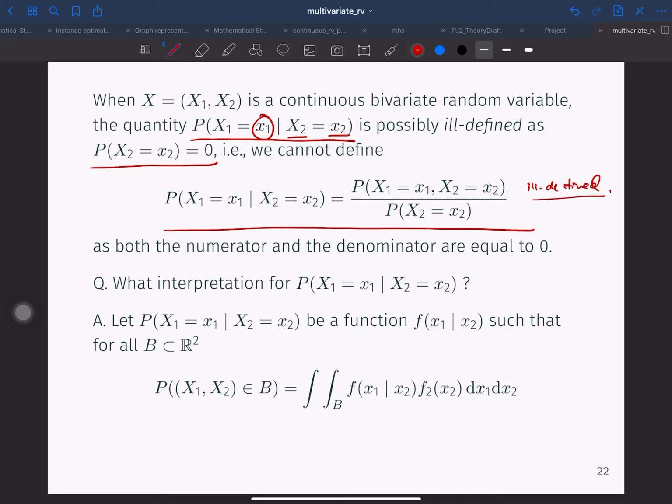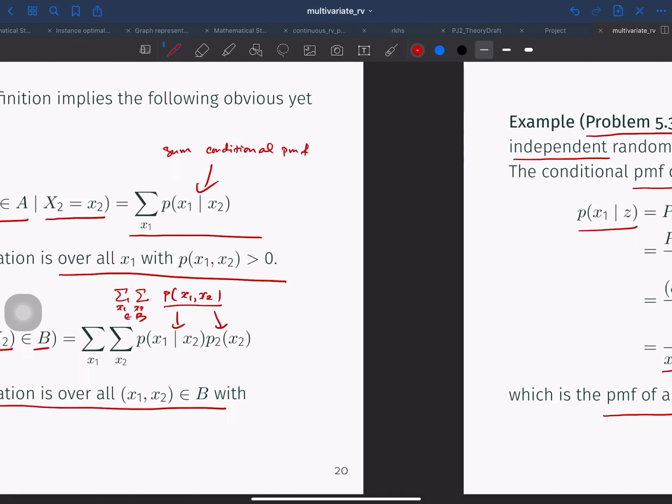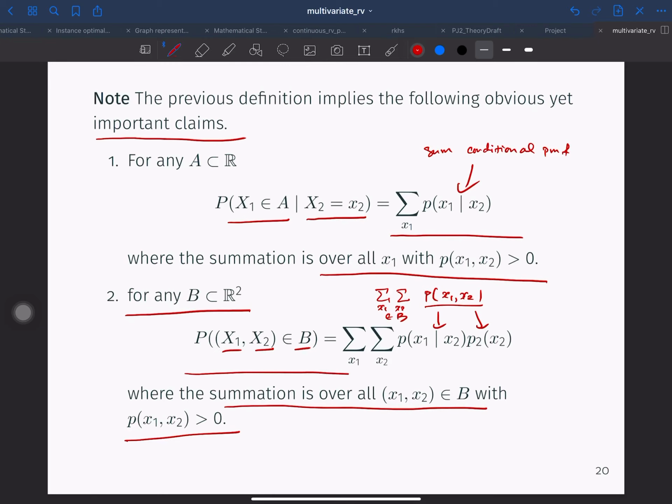So how should we interpret this conditional probability? Because as we see, if we define it like this, it's ill-defined, since both terms, numerator and denominator, are equal to 0. So how should we define this conditional probability? Well, let's go back to look at the discrete case. In the discrete case, as we saw earlier, we have this expression where we write the probability as a sum of the conditional PMF multiplied by the marginal PMF.